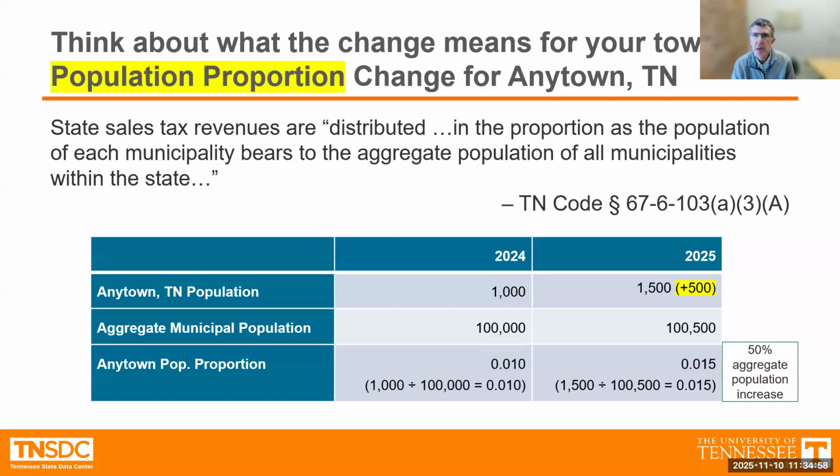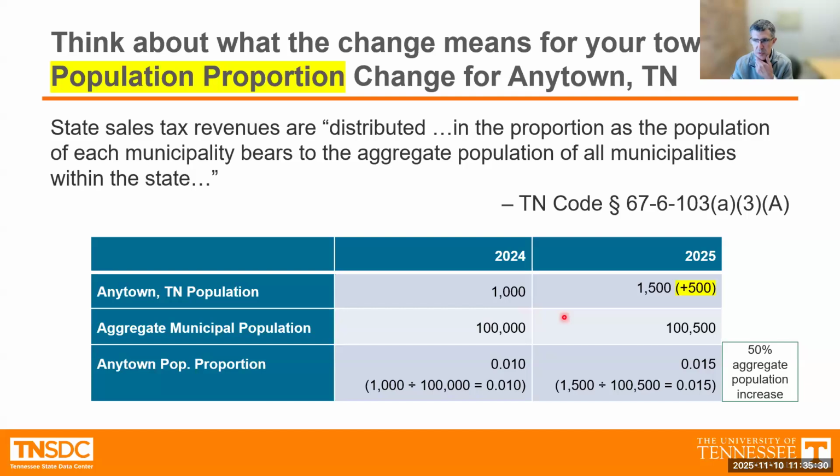All right, number 3 is practically, you should probably start to think about what the change means for your town in terms of the total aggregate, the proportion of population that is in your community relative to all of the municipalities in the state as a whole. So this isn't as applicable on the county side, but on the city side, this may be something you want to think about. Populations are distributed in the proportion that the population of each municipality bears to the aggregate population for all municipalities within the state.